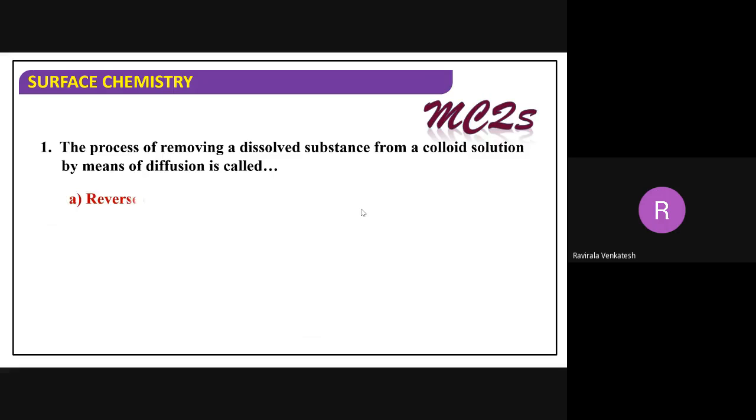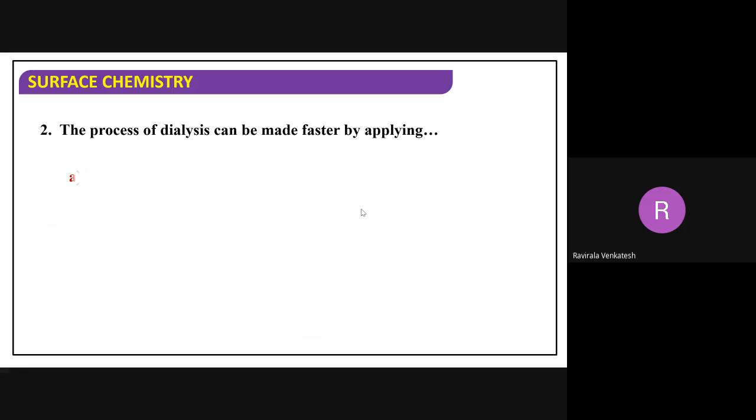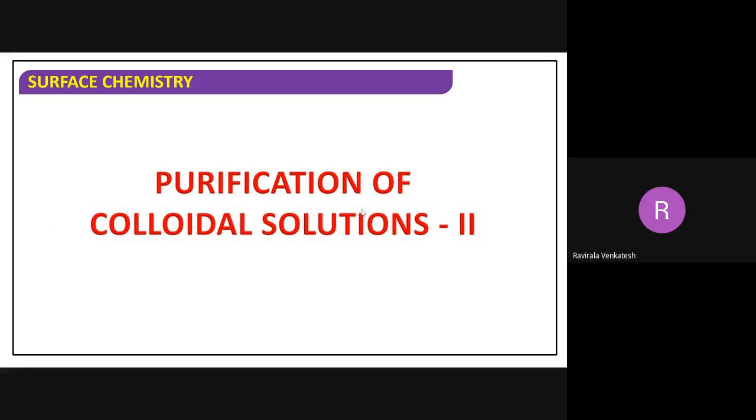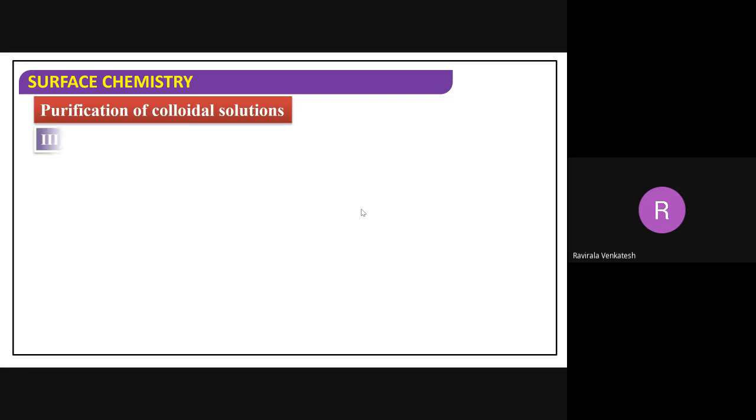Now, removing dissolved substances from a colloidal solution by means of diffusion is always called the dialysis method. The process of dialysis can be made faster by applying an electric field. Let me take the second type of purification now, that is ultrafiltration.